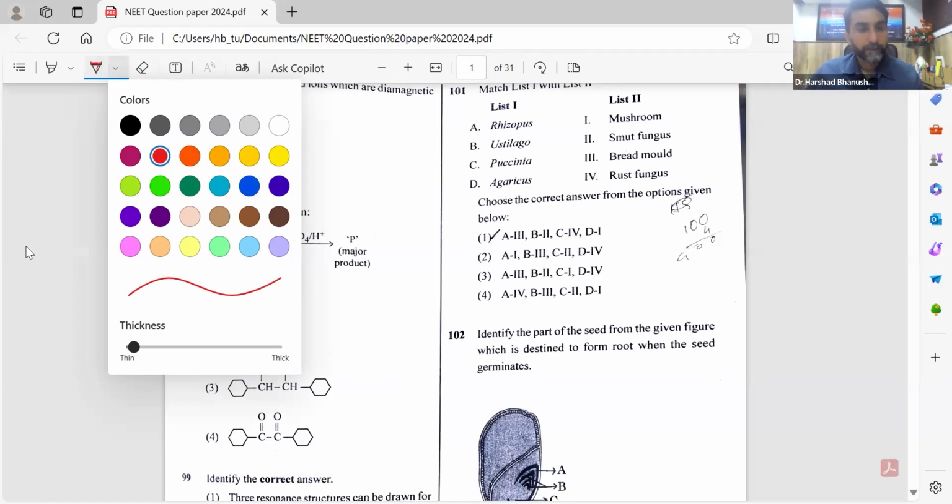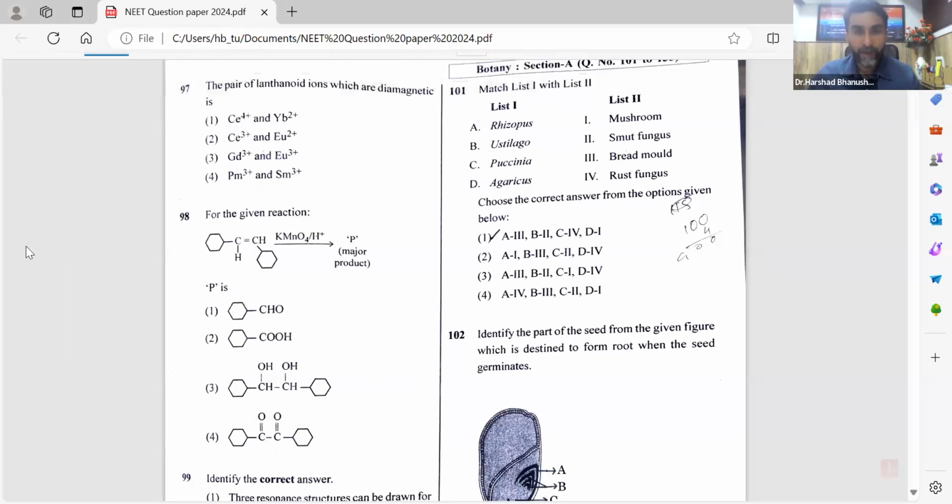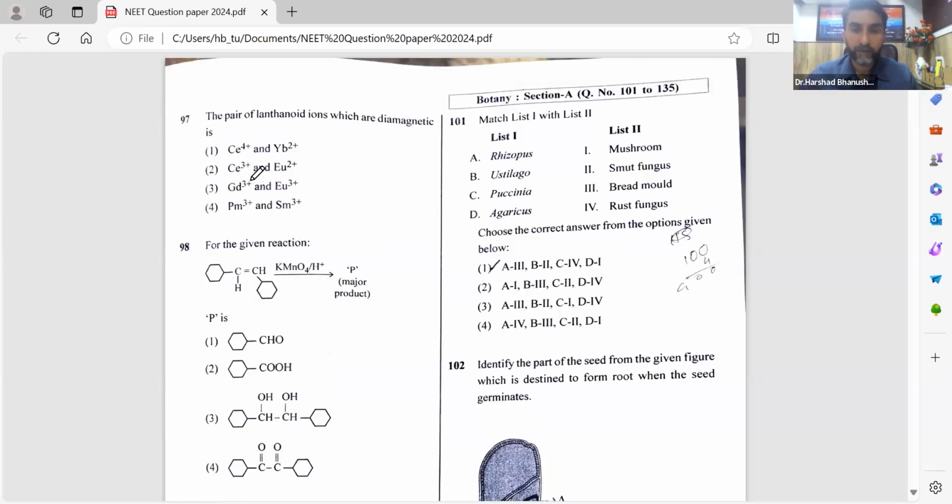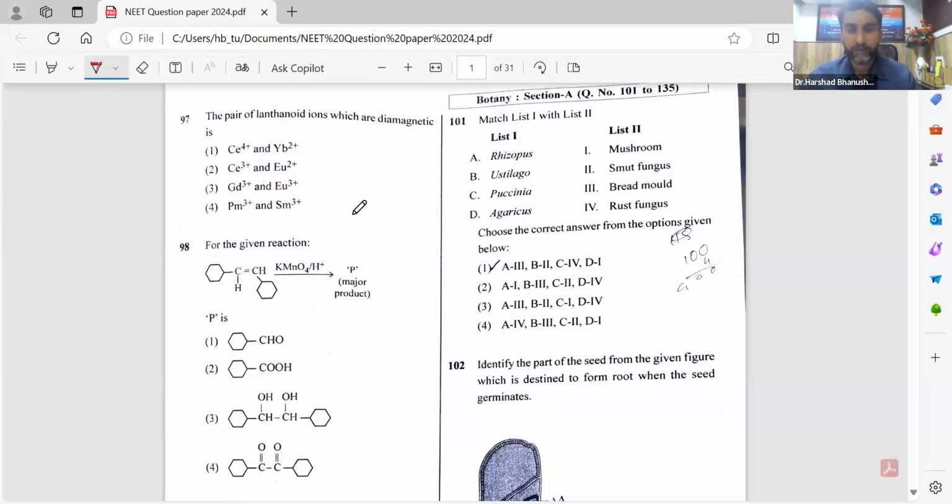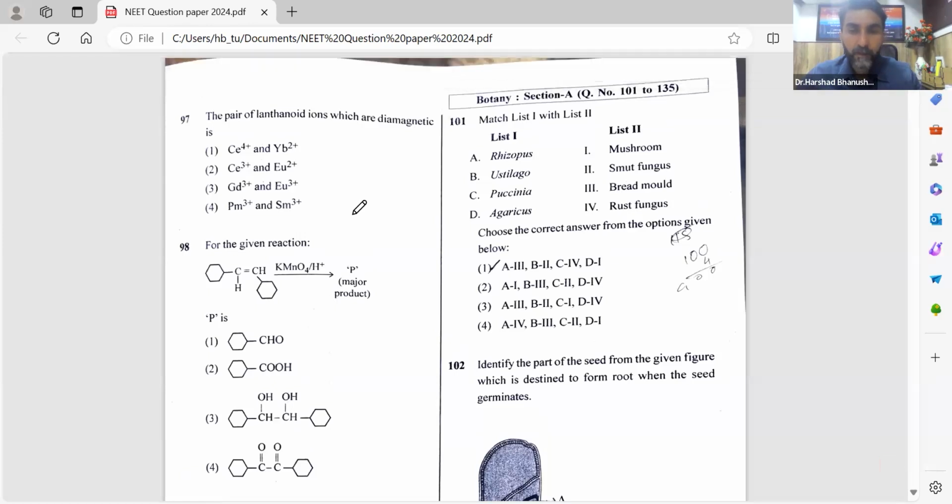So we are discussing the NEET 2024 bio paper. The version we are solving is the Q1 version of the paper. Now, in this, the first question is the match the column type of question. You will have Rhizopus, which is the bread mold.